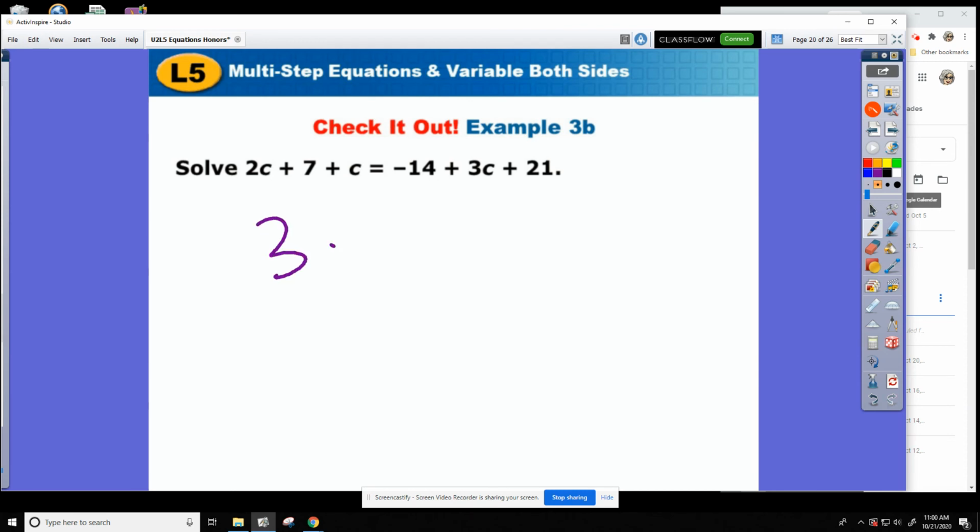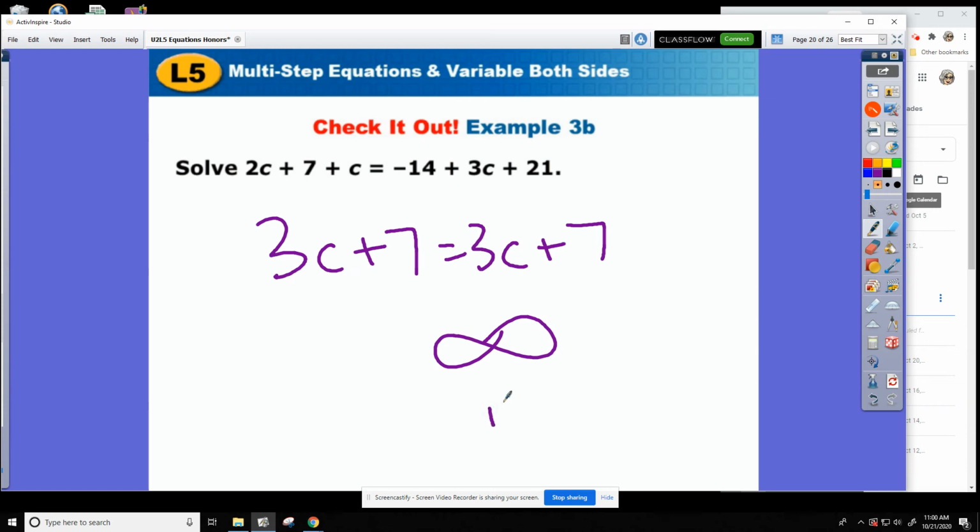Here's another one, 3c plus 7 equals 3c plus 7. I could see right there they're the same. It's an identity. So there's an infinite number of answers, or you could say identity.